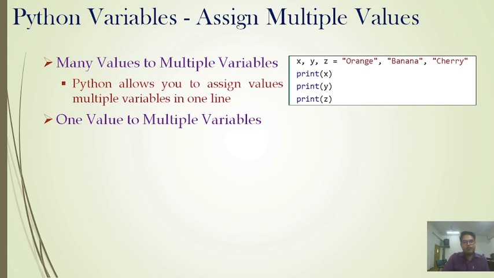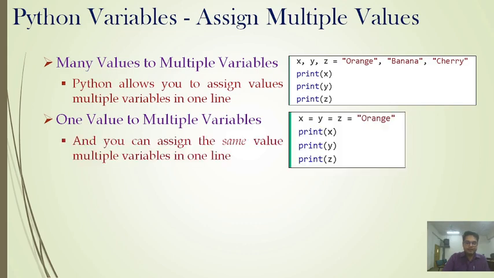Now next is one value to multiple variables. If you want to assign a single value to multiple variables, you can use x equals y equals z equals orange, and orange will be assigned to all three variables. Okay.